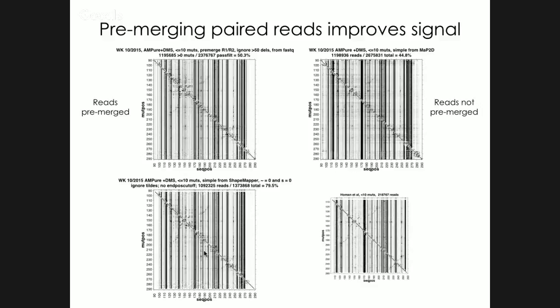There's even sort of background, potentially noise in some of the same regions between the two. But both of these are better than the original analysis without pre-merging the reads, that you can see in comparison to the Homan et al. Supplemental data set that they're pretty similar.